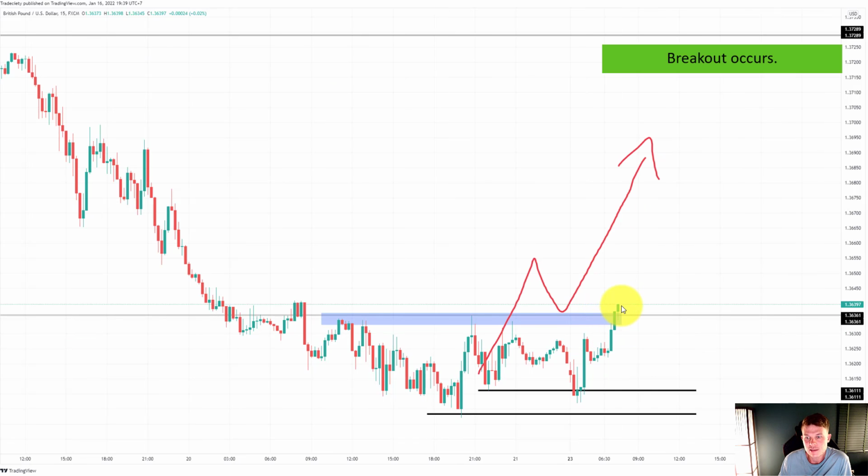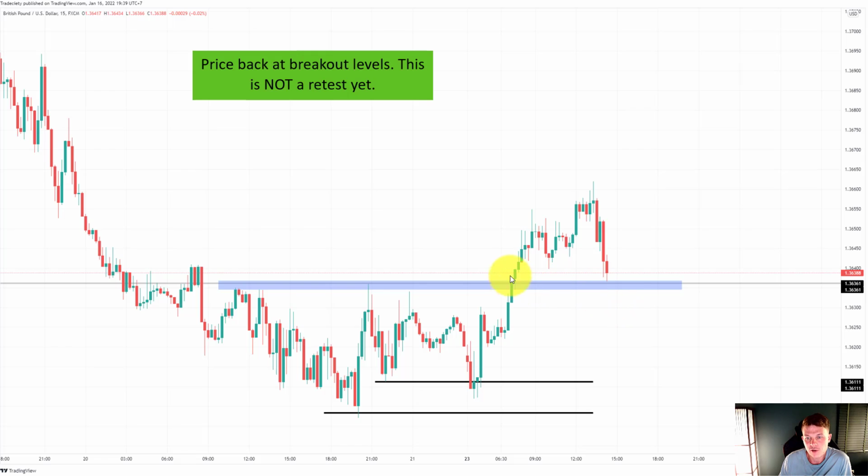A little bit later, the breakout occurs. And you can see shortly after, the market is coming back. This is not a retest yet. This is something that many traders get wrong. This is not a retest yet. The market is in the process of retesting, but you want to make sure that you see momentum away from the level to confirm the retest.